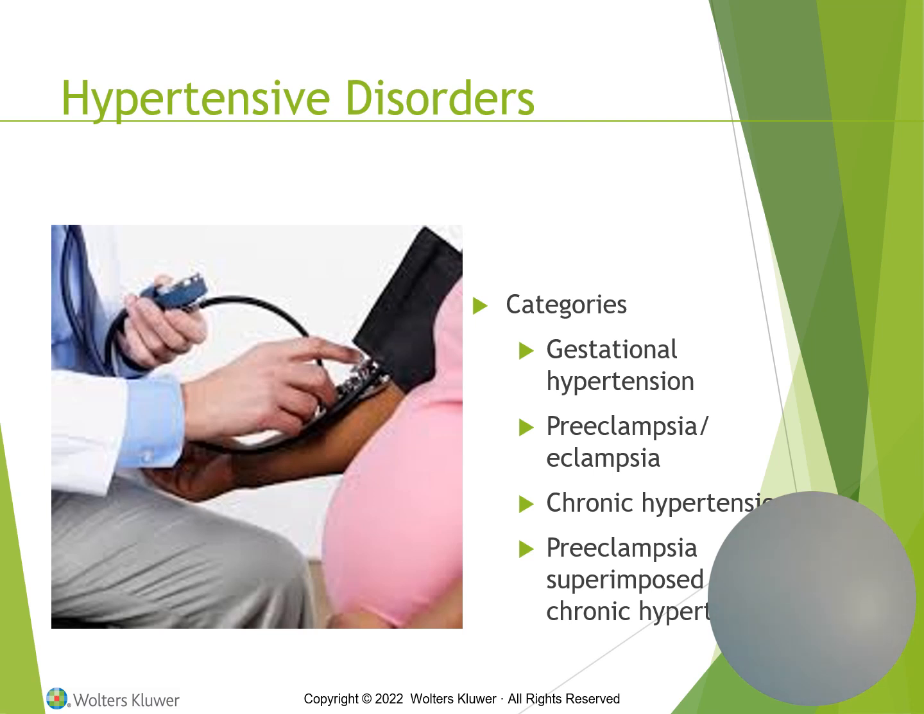One of the top 4 leading causes of maternal morbidity and mortality in the United States and in the fetus are hypertensive disorders. We have gestational hypertension, preeclampsia or eclampsia, chronic hypertension, or preeclampsia superimposed on chronic hypertension. So with gestational hypertension, it develops for the first time after 20 weeks gestation without the presence of protein in the urine.